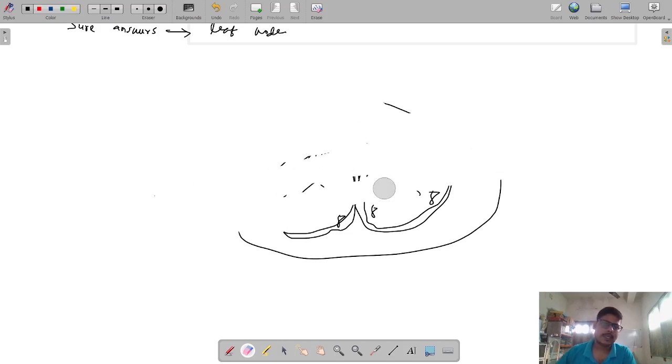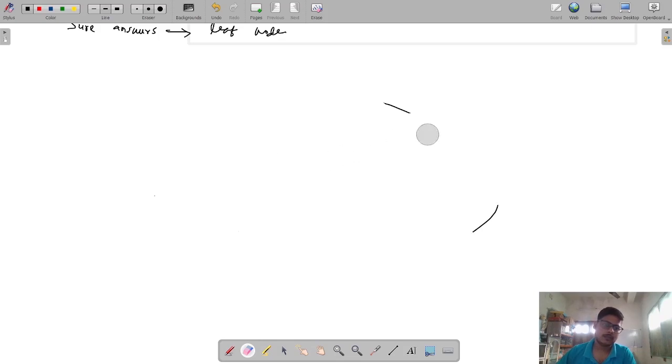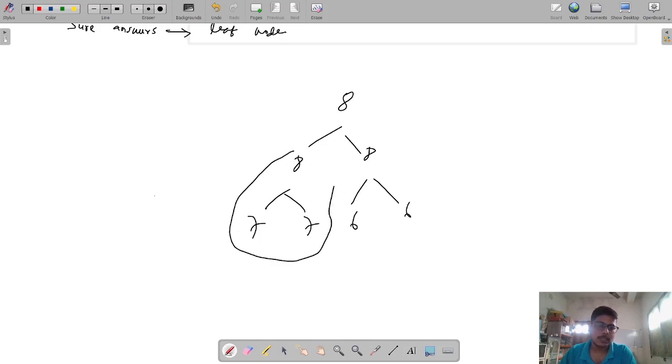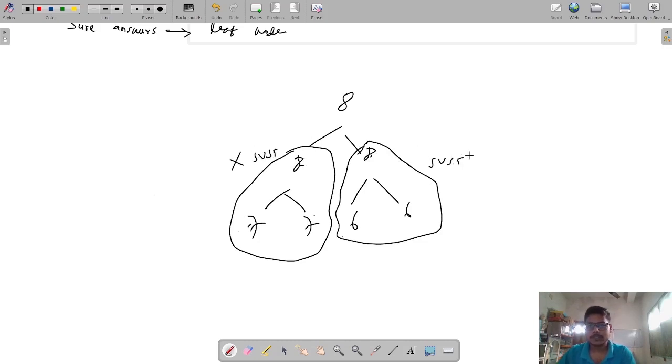So let's take an example to check this case. Suppose this is the case: 8 8 8 7 7 6 6. You gave me this tree and you have told me that this is not a single valued subtree. Why? Because you can see that 8 is not equal to 7 and 7, and here 8 is not equal to 6 and 6. You gave me that this is not a single valued subtree, and this is also not a single valued subtree.